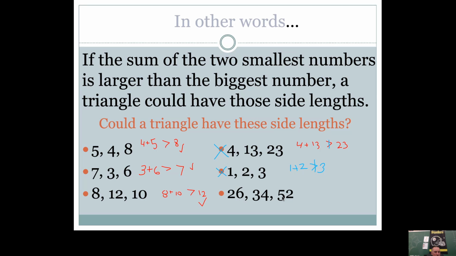26, 34, 52. 26 plus 34. Is that bigger than 52? 26 plus 34 gives you 60. 60 is bigger than 52. That will make a triangle. Big part of your assignment is on this triangle inequality theorem.